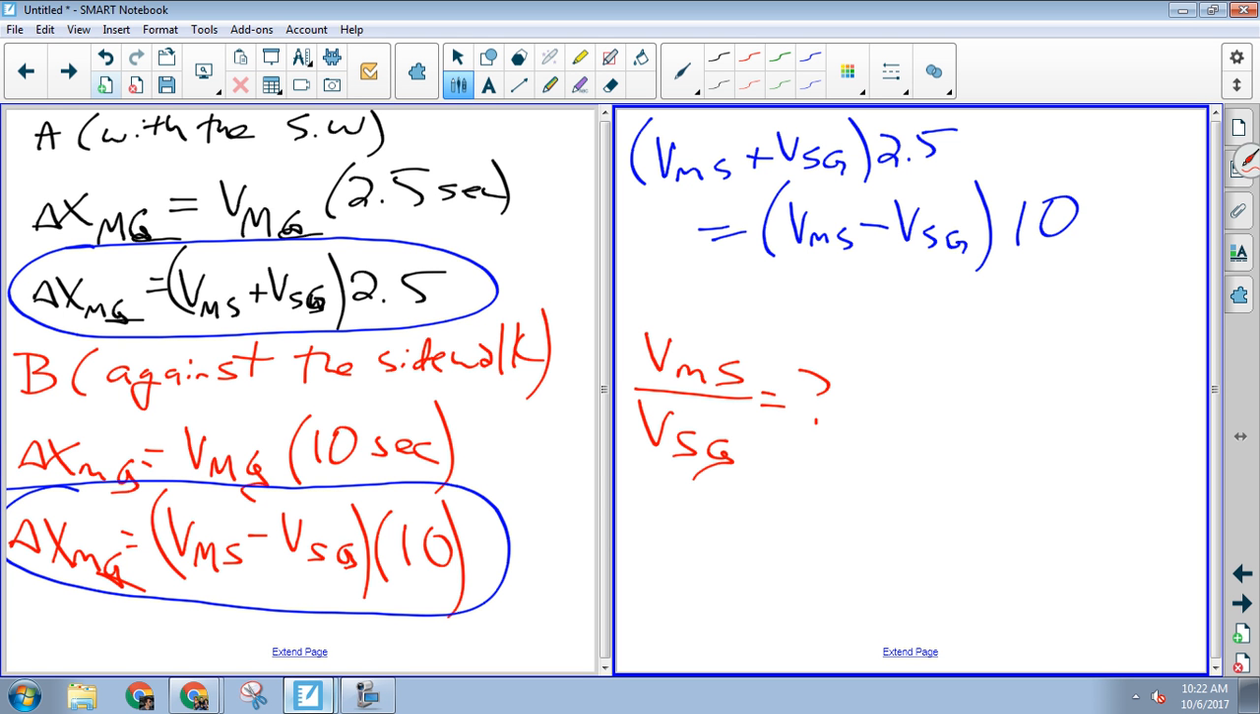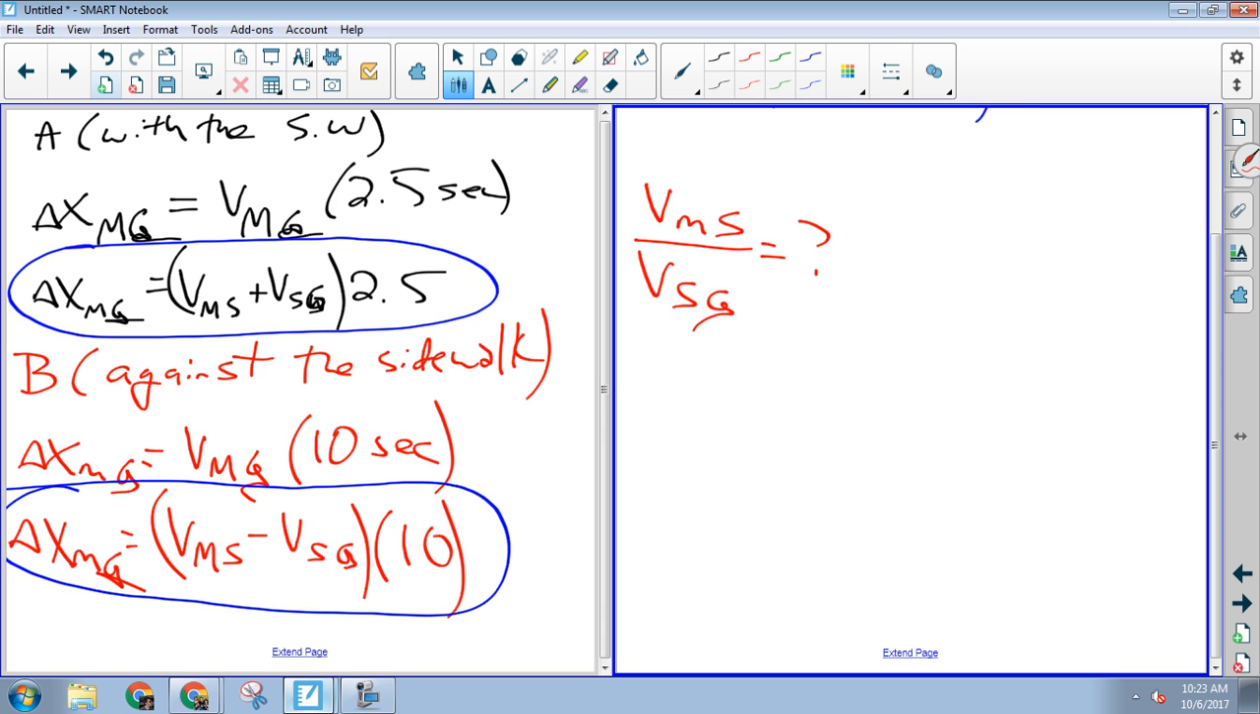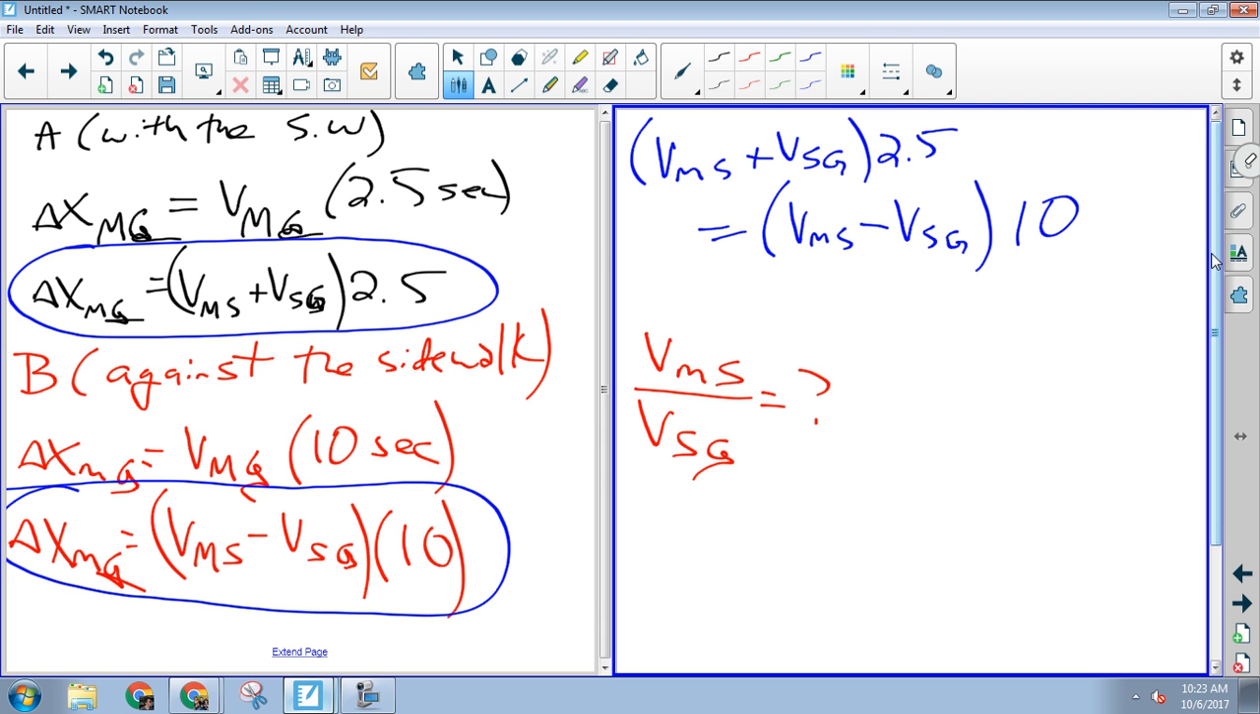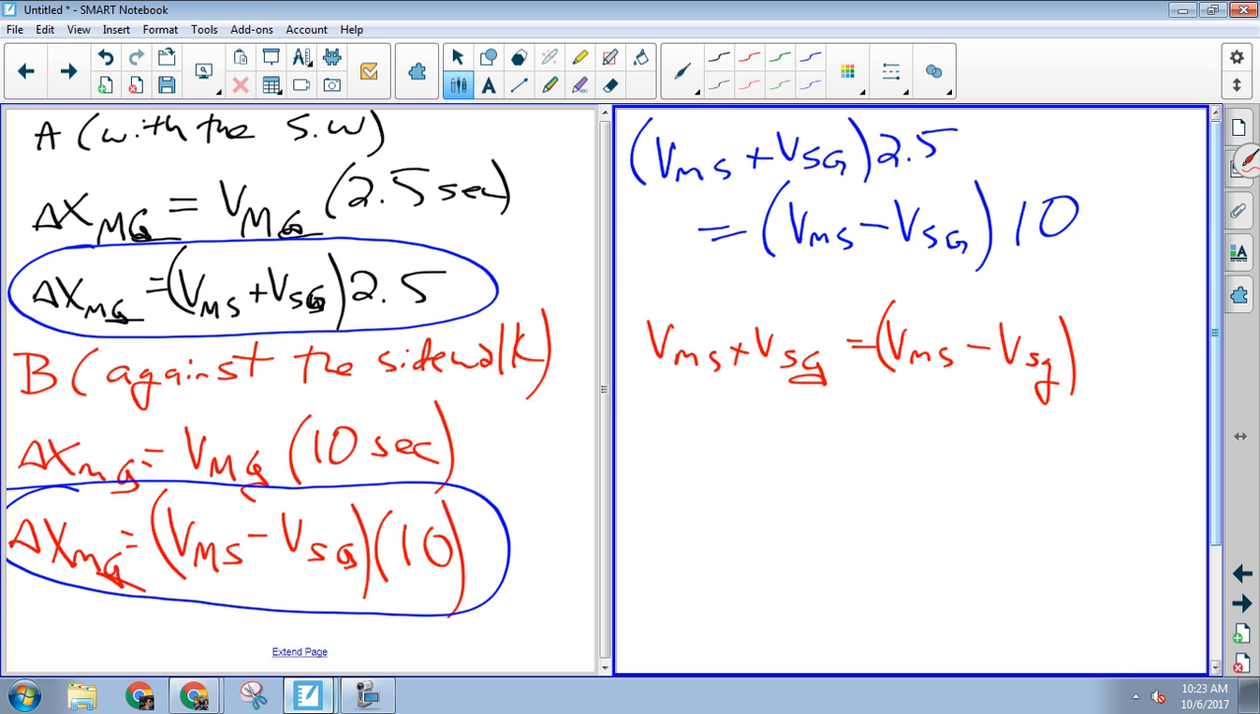Yeah, I mean, basically we want to get all the VMS on one side and all the VSG on the other side, right? Yep. So you can distribute, which totally works. It's not how I would do it. Because isn't 10 a multiple of 2.5? So let's divide both sides by 2.5. I didn't want to extend my page. So if I divide both sides by 2.5, you get VMS plus VSG equals VMS minus VSG times 4.